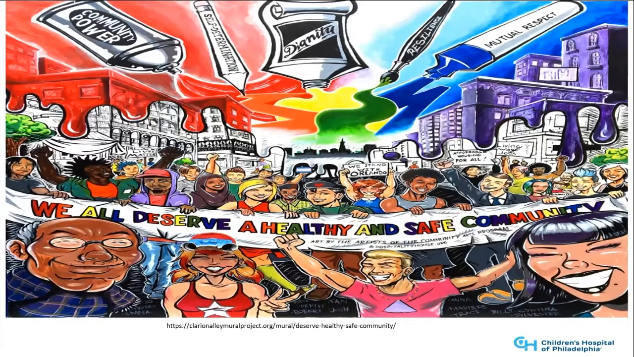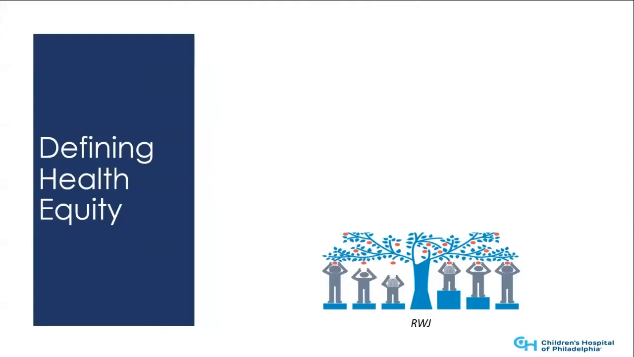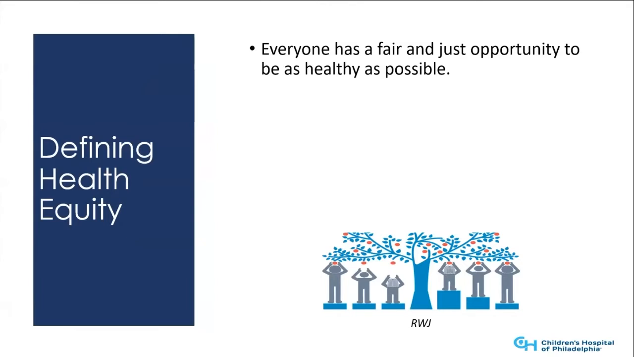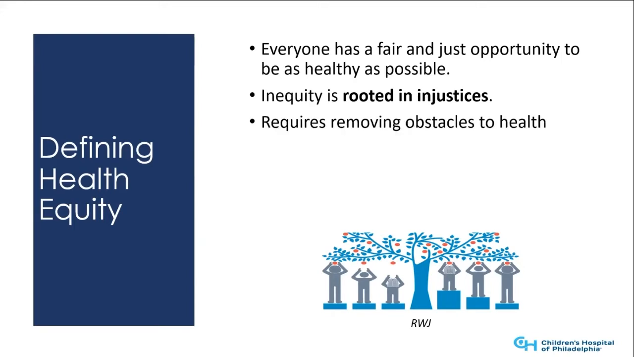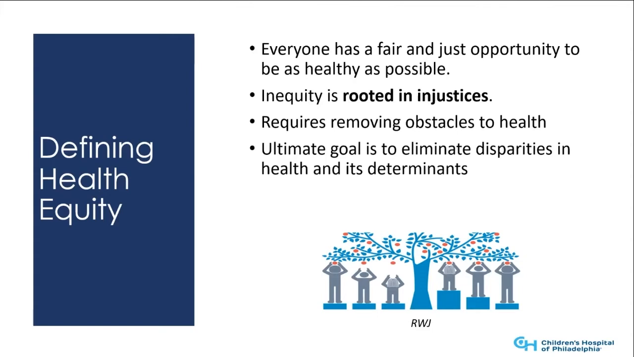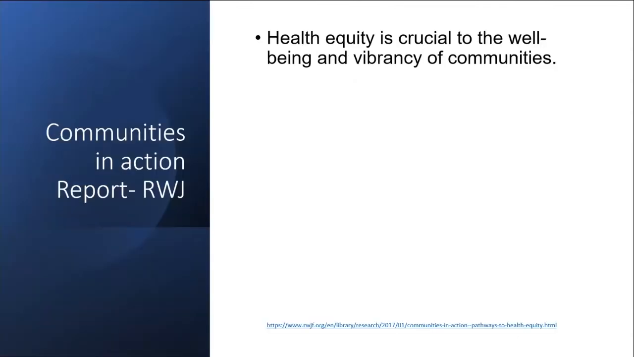So I think we all agree that we all deserve to live in a healthy and safe community. Unfortunately, there are many structural and systemic barriers. As we create a vocabulary that we can all understand, let's first define health equity. That means that everyone has a fair and just opportunity to be as healthy as possible. Inequity is rooted in injustices, and achieving health equity requires removing obstacles to health, with the ultimate goal to eliminate disparities in health and its determinants.